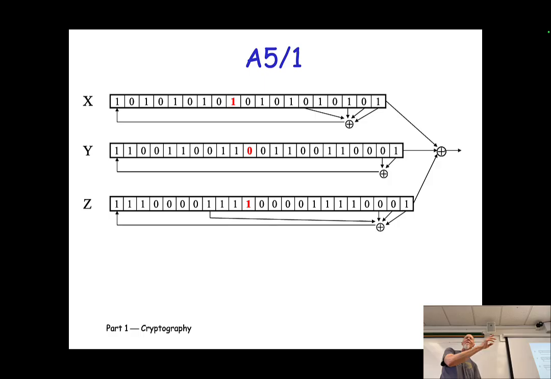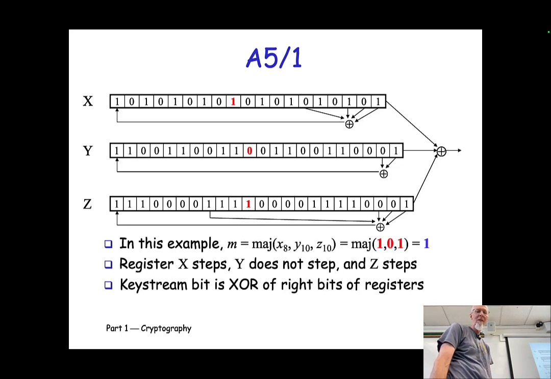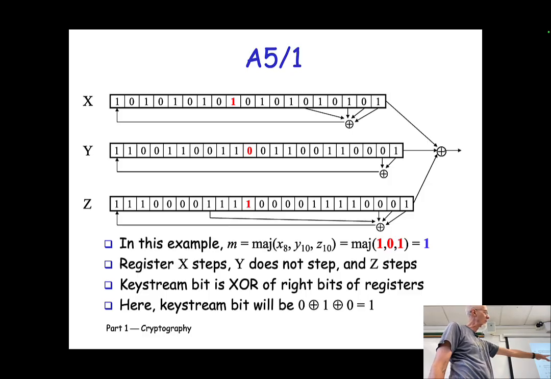You can do it over and over and over again. So I can take that 64 bits I started with, and I can get as many key stream bits as I want that I will XOR to encrypt and decrypt. All right? Okay, so that's all this is saying. Get the majority, step 2 of the registers, XOR those 3 bits together, and you get 1 in this case.